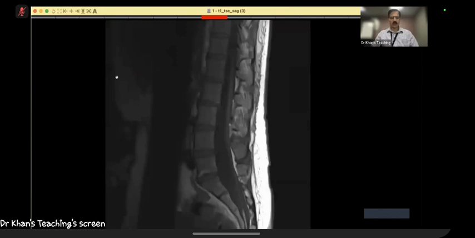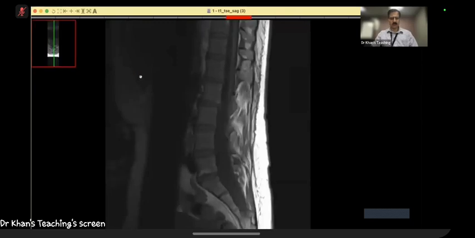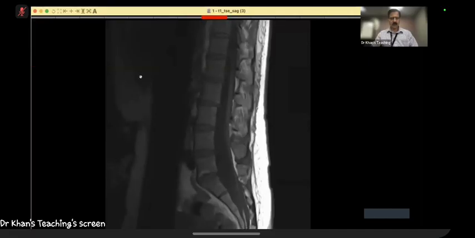Right, I'm showing you a T1 weighted sequence. Do you see anything to explain the tethering of the cord? Okay, looking for lesions.